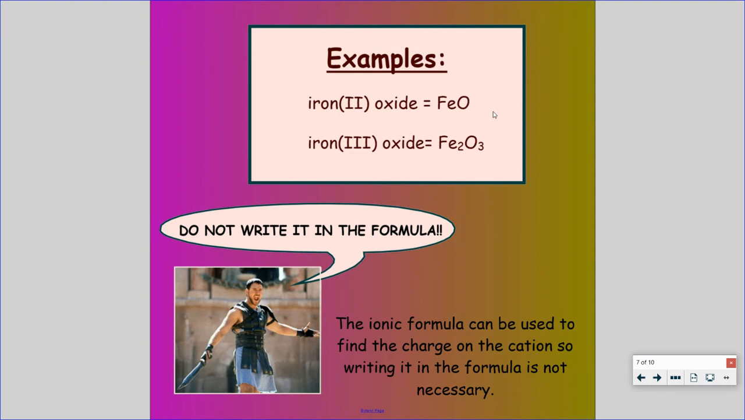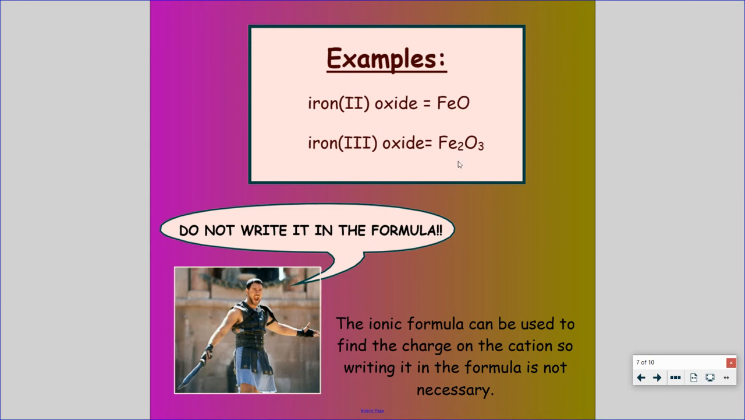However, if I gave you iron 3 oxide, so you can see here the iron 3's in the brackets, that's a little bit of a different story because this is now +3 and this is now -2. They don't balance out. And we now know with ionic charges that they need to make a 0.